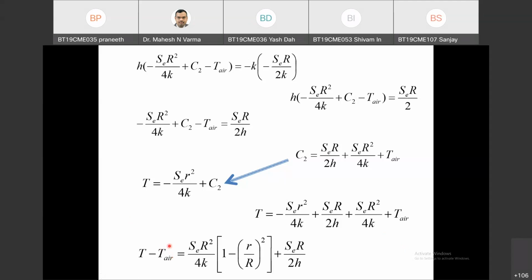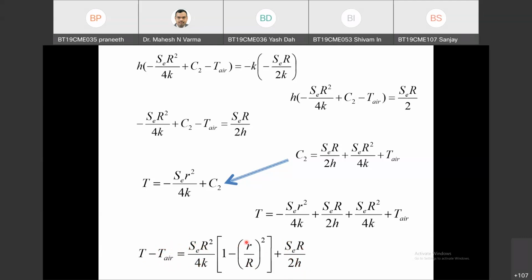Now here you can see this is air temperature. But if air temperature is given, I need a heat transfer coefficient also. Air temperature is related with the temperature profile only when heat transfer coefficient is given, because air temperature and surface temperature are related to each other using heat transfer coefficient only. So here this is heat generation per unit volume, this is the radius of the wire, this is thermal conductivity of the wire, and this is heat transfer coefficient.